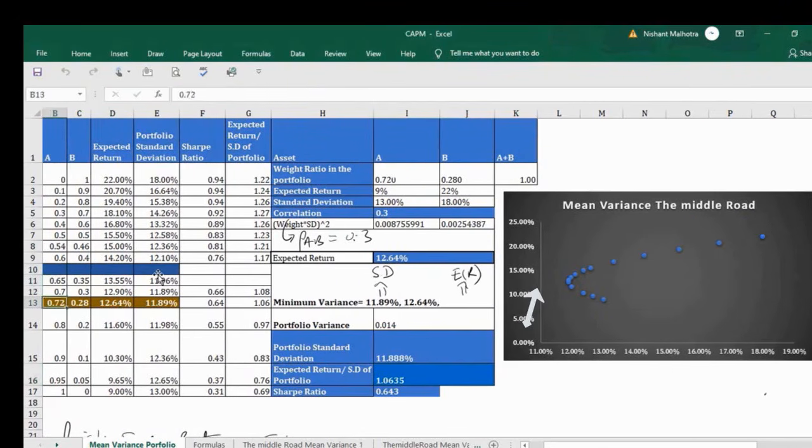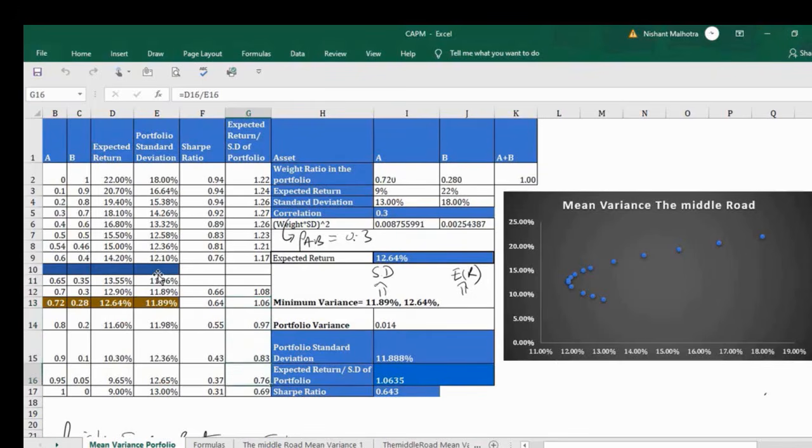At this point, we are getting a return of 12.64, but this is not the best return for the amount of risk I've taken. I can go for a higher standard deviation, but I want to know at what standard deviation I'm getting the highest return. Basically, that's why I've kept expected return by standard deviation of the portfolio. How do I do that?